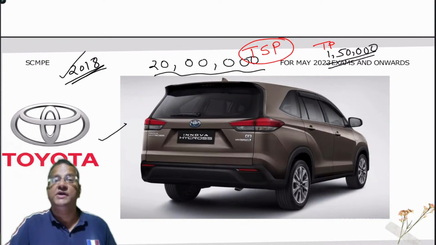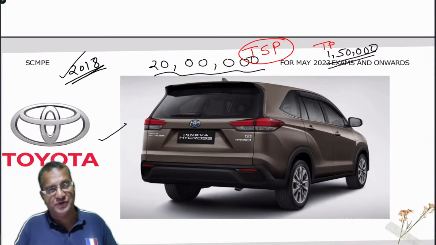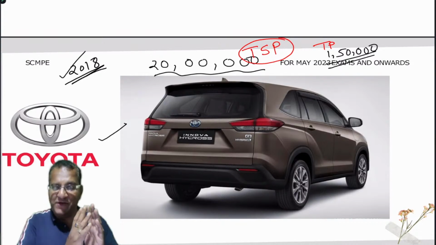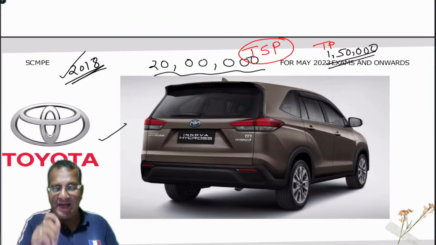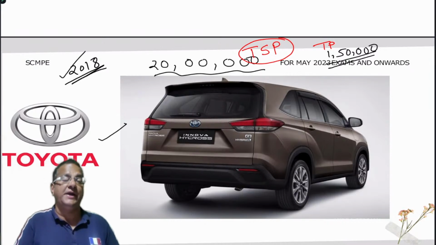Definitely, beta, it's a target cost, because we have not yet started manufacturing, and this is not the cost that we have computed to manufacture. This is the difference between target selling price and the target profit. So 18,50,000 is our target cost.